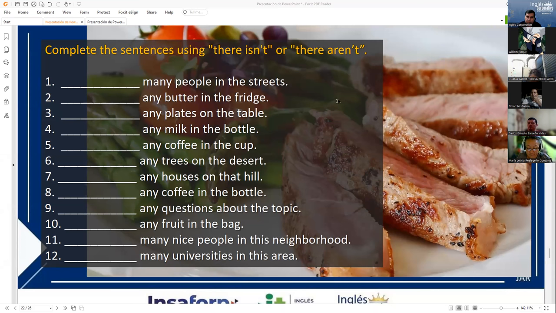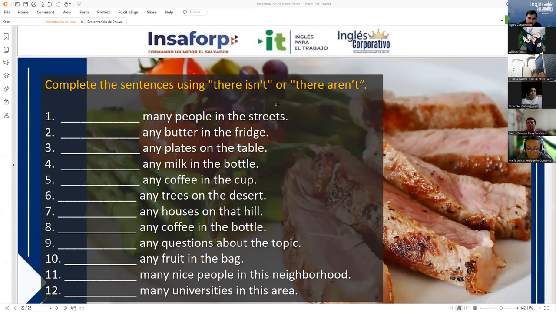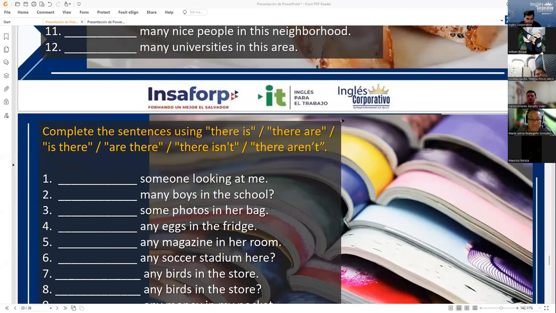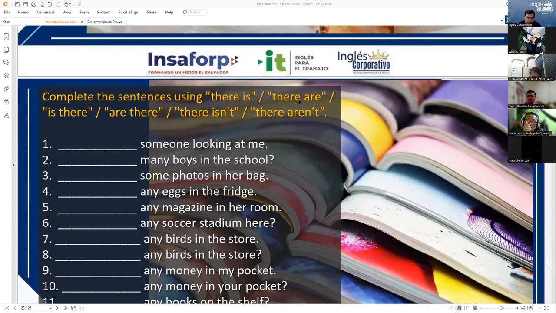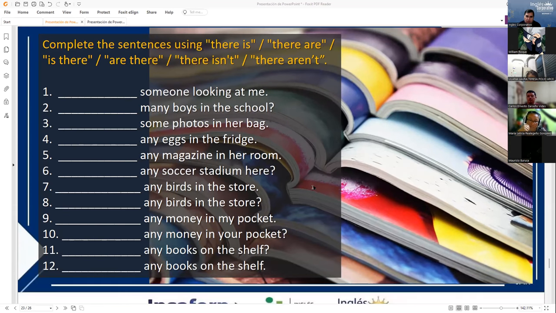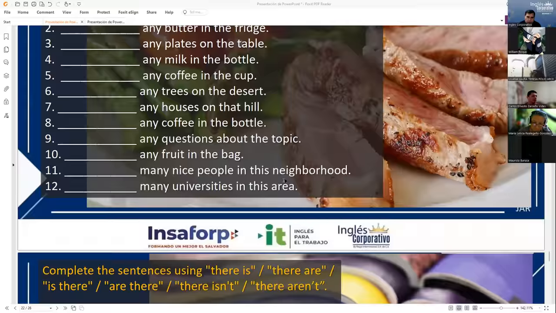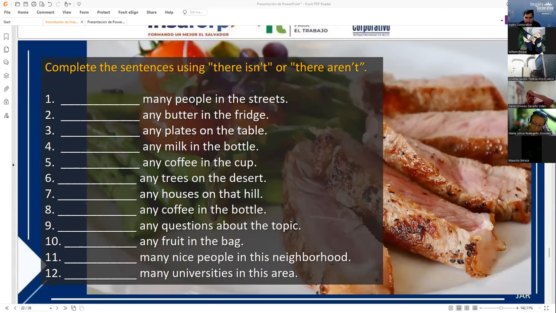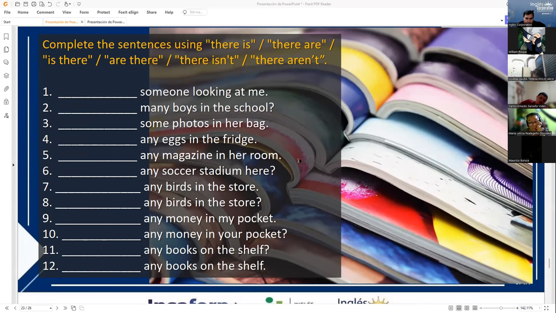Okay, there are 25 people out. Well, everybody's out. Now we're going to be doing this one. This is complete the sentences using there isn't and there aren't. Complete the sentences using there is, there are, there isn't, or there aren't, as you consider necessary. If it's a question mark, plural, are there. Question mark, singular, is there. Okay, you see other forms, affirmative, negative, right? So you're going to do these two, this one, this one. Then we check together. Okay, so let's go to the groups again.